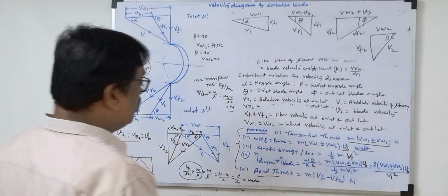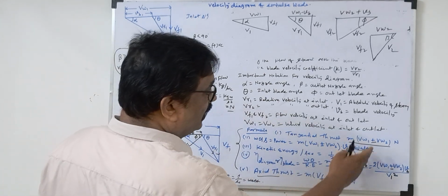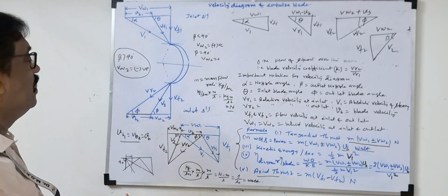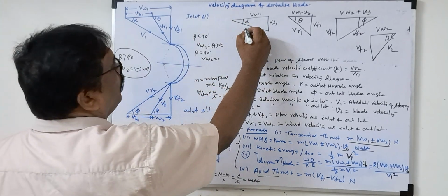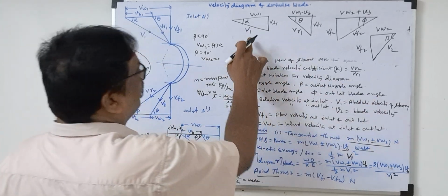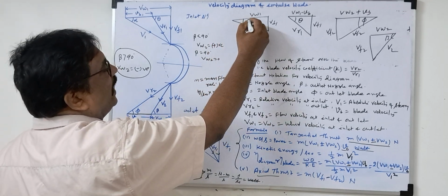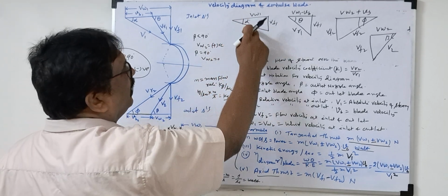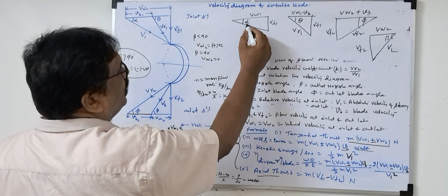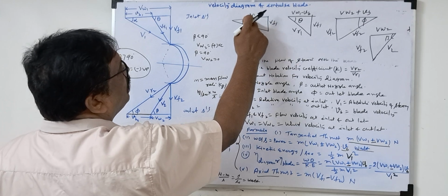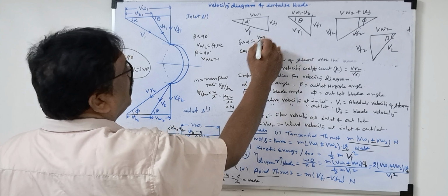So why did I do this? Because in these formulas all the velocities are unknown: VW1, VF1, VW2. So what is generally given? Generally the steam nozzle angle and the absolute velocity of the steam are given, because steam flows through the blade with some velocity and some angle. If alpha and V1 are given, that is an angle and one side. What does Pythagoras theorem tell us? Sine alpha is P by H, that is VW1 by V1. Cos alpha is B by H.